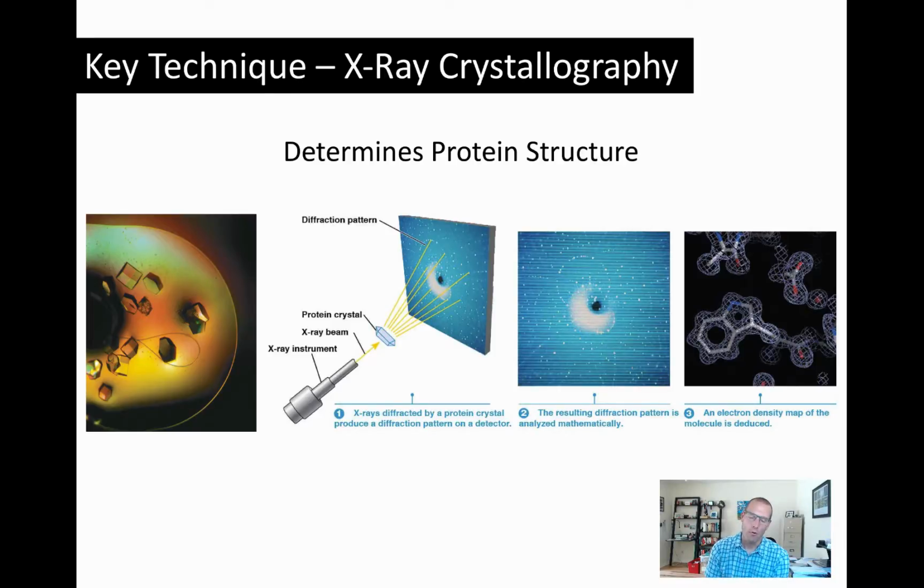And then new crystals can be grown, and the model can be refined. So this takes a long time. Crystallizing and determining protein structure can take a PhD student 4 or 5 years of study. So this is not a trivial task.